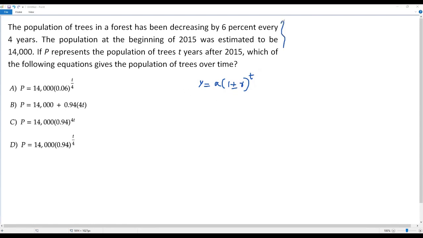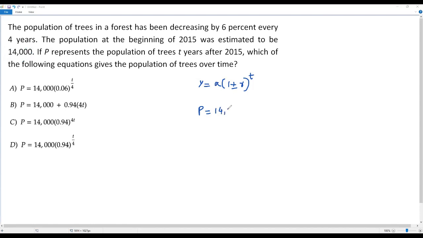Okay, when I go over the given information, at the place of y, we have P, which represents the population of trees in the forest. So we can replace this y by P. And a is the initial value of that stuff, that is the number of trees we have initially. So here we have to consider 2015 as the initial time, because the information says P represents the population of trees T years after 2015. That is, this T represents the number of years after 2015. So at the beginning of 2015, the number of trees is estimated to be 14,000. So this is the initial value, that is, the initial number of trees. So we can plug in this 14,000 for this a.